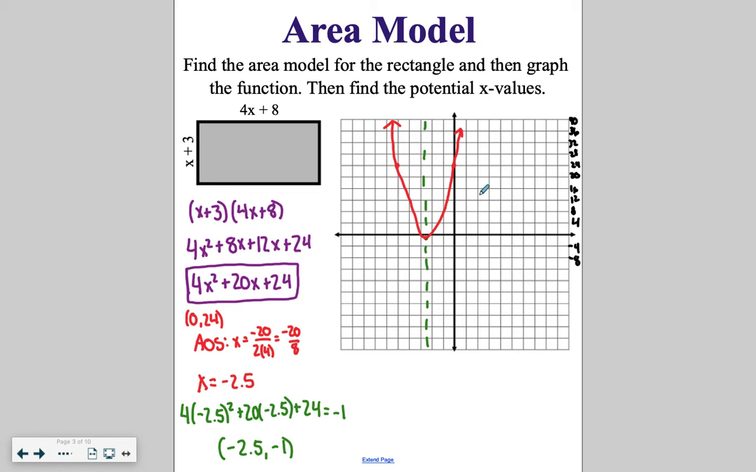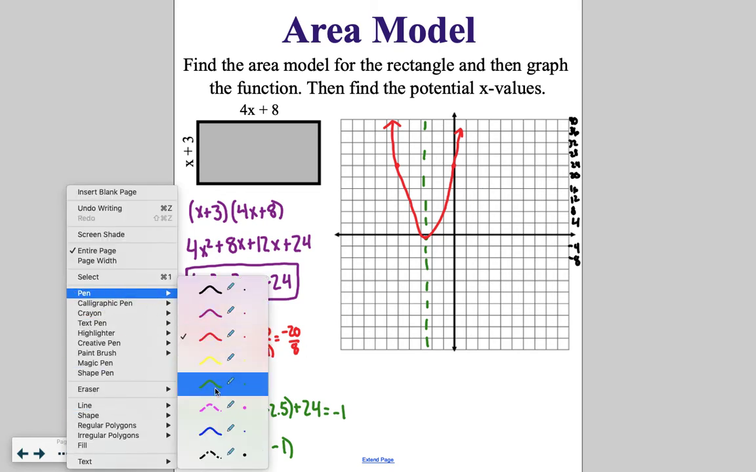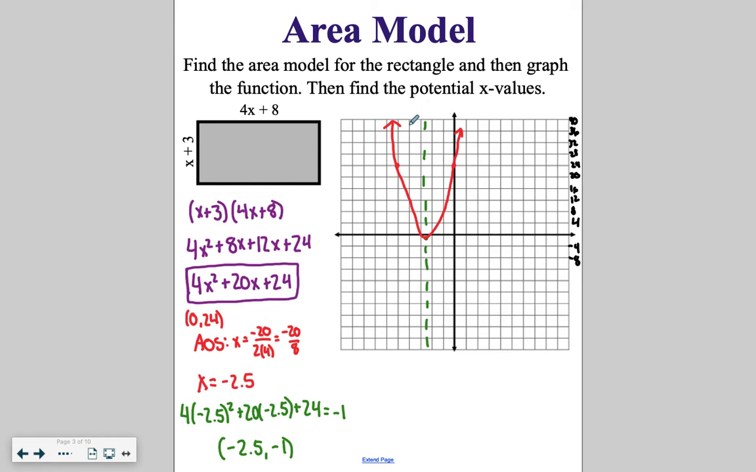So now that we have our graph, our next and final piece that we have to do is figure out our potential x values. To do this, we actually go back to our original side values. And we know that in order to have a rectangle, the value of the side has to be greater than 0. So we're going to look at both sides, and we're going to say the x plus 3 has to be greater than 0, and the 4x plus 8 has to be greater than 0.